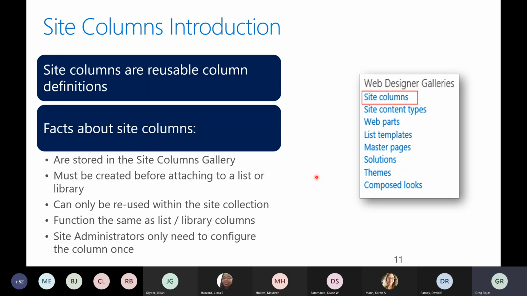But site columns is reusable data. One of the things we're going to do is build a site column and add it to every list or library we have. Instead of creating, let's say, a choice field for 31 flavors of Baskin-Robbins ice creams, do you want to type that 31 times in all your different lists or libraries, or create it once as a site column and then plug it in wherever you want? That's reusable data. That's site columns. We're going to cover that a lot better.